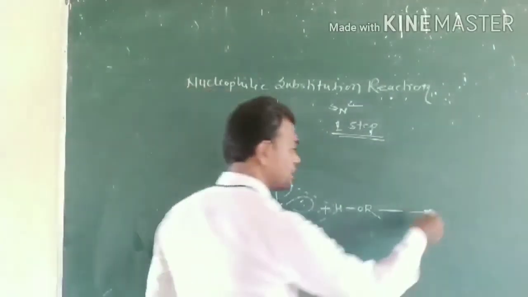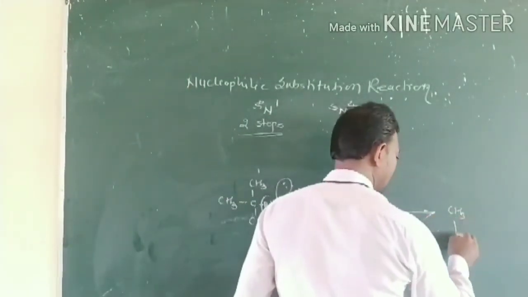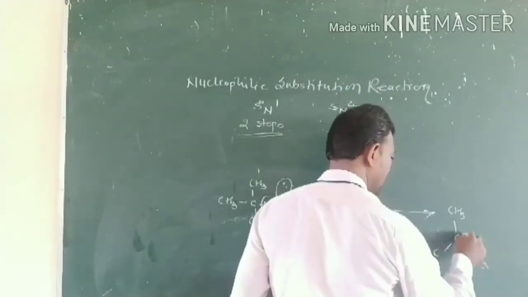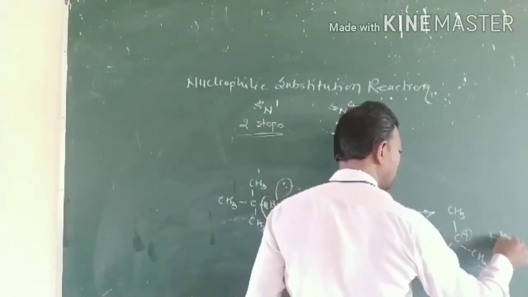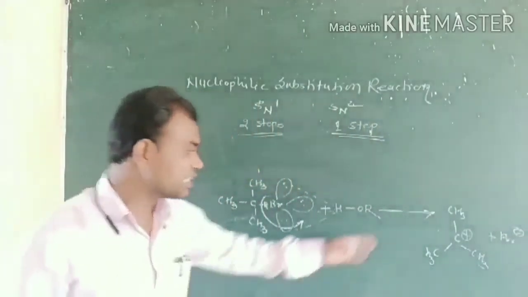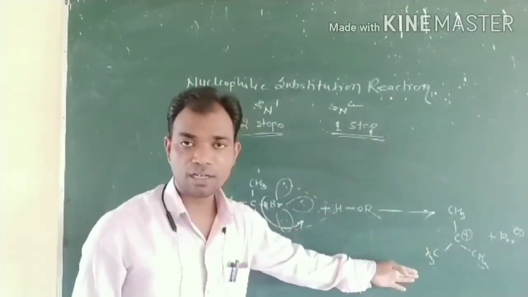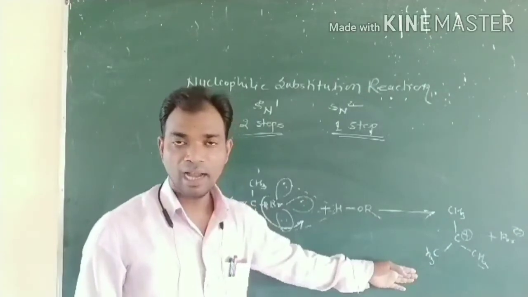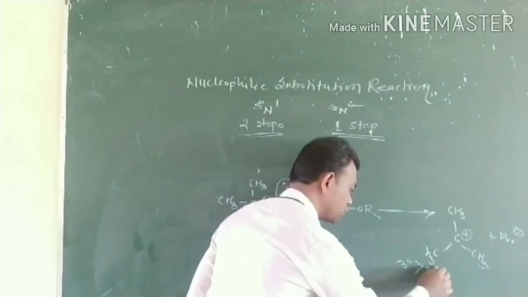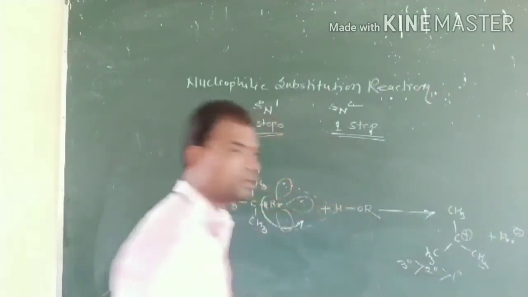forming CH3, CH3, here CH3 positive plus Br negative. That is, the tertiary carbocation is formed. And tertiary carbocation is more stable as compared to secondary and as compared to primary.